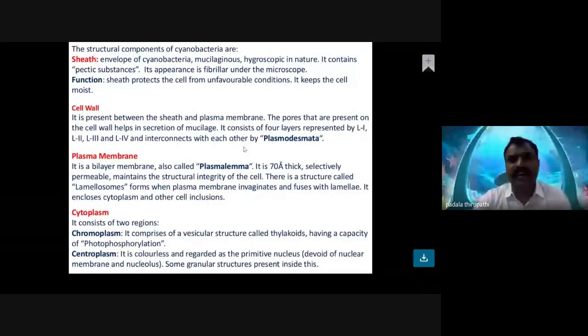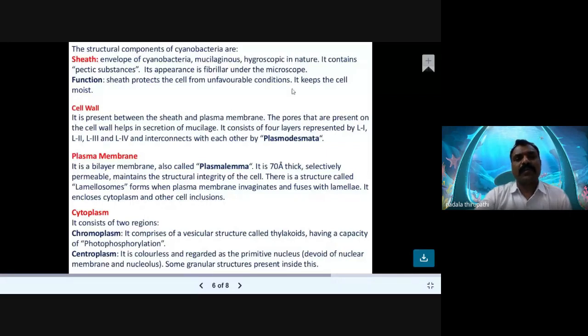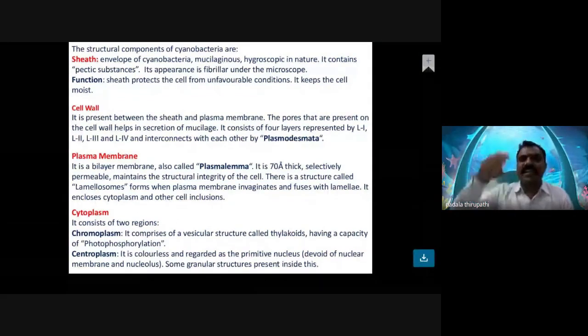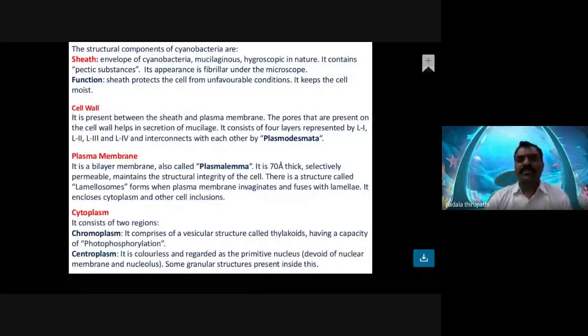It is fibrillar under the microscope. The main function of this sheath is to protect the cell from unfavorable conditions. We know that extreme conditions include more than 80 degrees Celsius in hot regions, very cold regions, and the deeper oceans. So these are the unfavorable or extreme conditions.